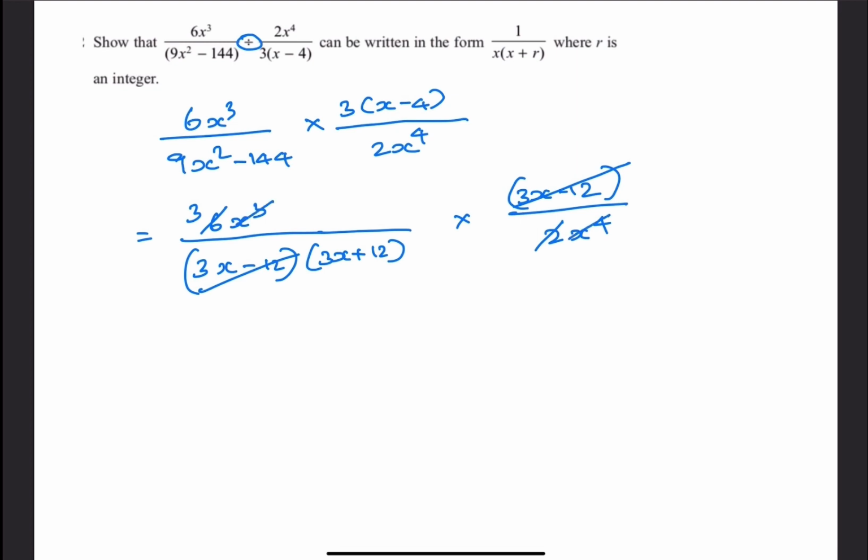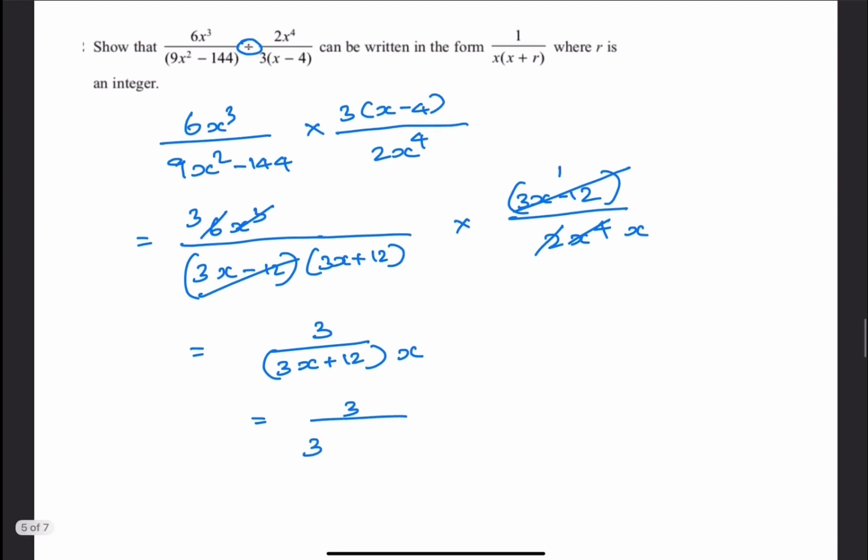X cubed and x to the power 4 cancel, only leaving you with an x. There's no number here, so it's automatically 1. So 3 times 1 is 3, over 3x plus 12 times x. If you look at it, I can take 3 common from inside the bracket, so 3 over 3 common, and let's put the x next to it. If I take 3 common, that gives me x plus 4 on there. 3 and 3 can cancel, makes it 1. Answer is 1 over x plus 4. So it can be written in that form. Technically, r is that 4 in that case.